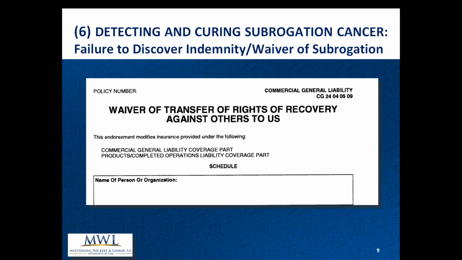Now, mistake number 6, I call it detecting and curing subrogation cancer. Remember the Pebbles. One of the things we want to pick up and put in our saddlebags is we want to make sure to obtain copies of all contracts, all correspondence between our insured, the employer, any third party, the general contractor, the owner of a project. I want to know what terms are in that. Do we have indemnity? Have we agreed to waive subrogation?